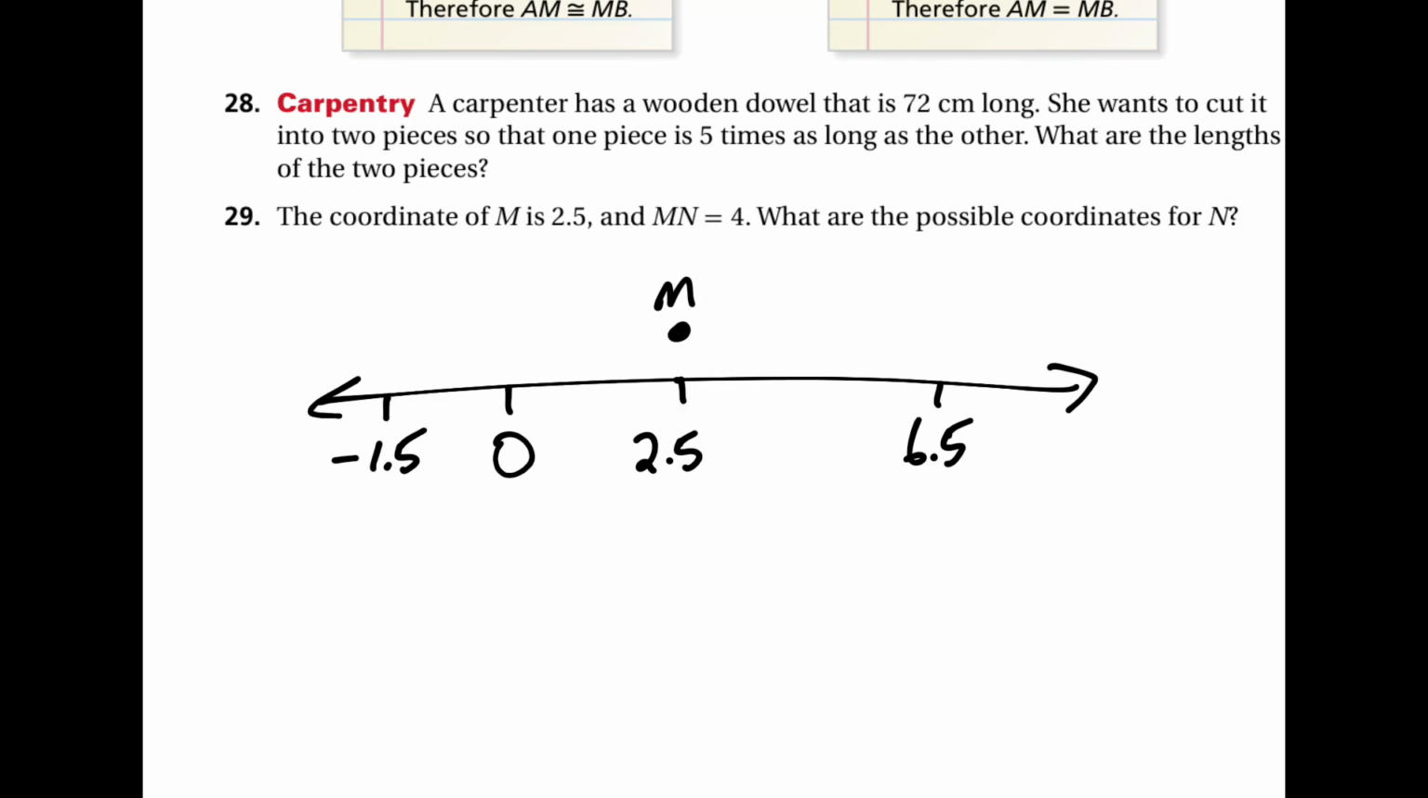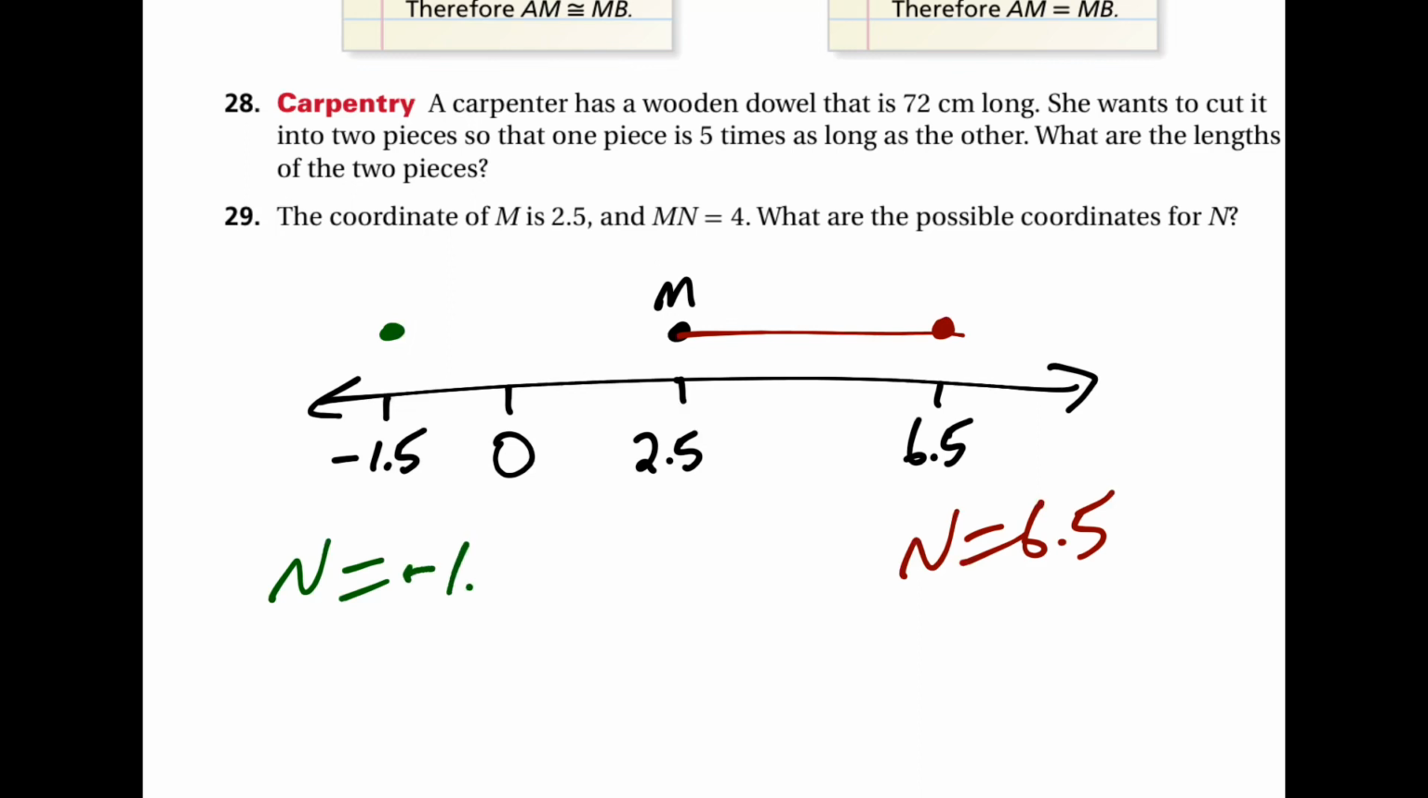29. The coordinate of M is 2.5, so let's plot it on a number line. If MN is 4, there's two possibilities. N could be sitting over here at 6.5. That would give us a distance of 4. N could also be sitting over here at negative 1.5. That would also give us a distance of 4. So we should write negative 1.5.